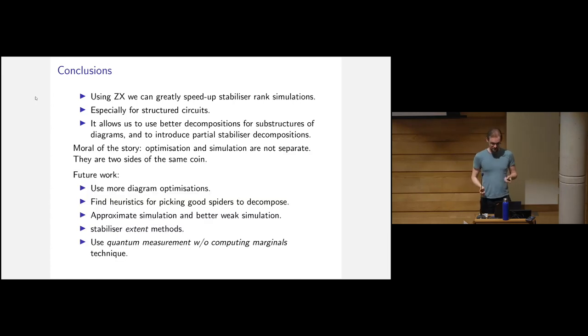Future work is many things. So use more diagram optimizations. Right now, we're only using this established strategy, which was built for unitary diagrams. But here we are working with a scalar diagram. So we can probably do more stuff to simplify it. The second thing is find heuristics for picking good spiders to decompose. And we have a master student here in the audience who might be working on that right now. Okay, yeah.